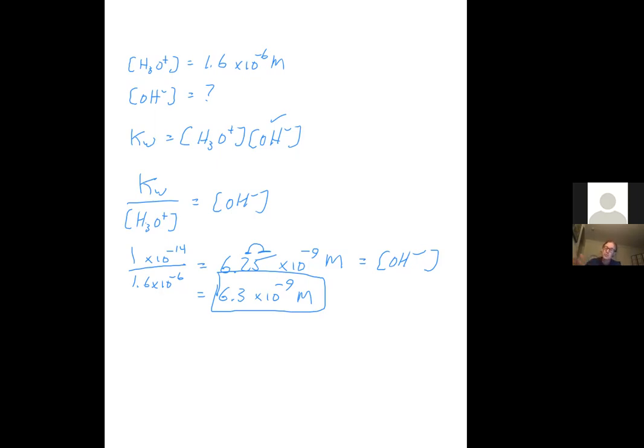That will help you when you get to the later sections, and mainly the next chapter, chapter 17, when we're dealing with more complicated solutions like buffers and titration curves. Those skills will come in handy. Okay, take care.